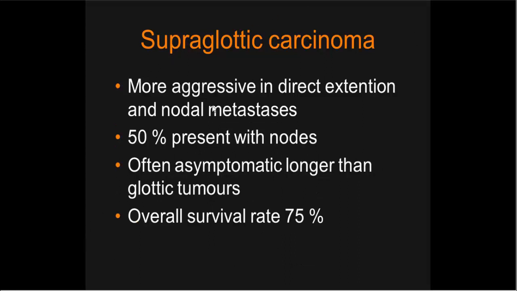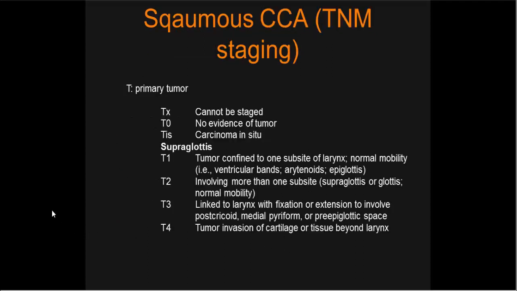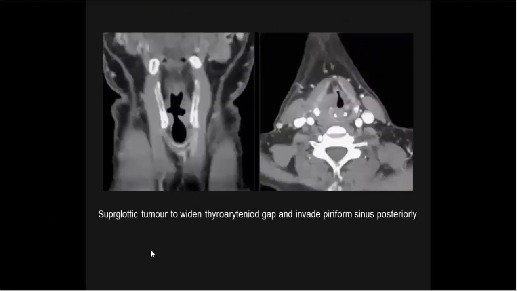Supraglottic carcinoma is more aggressive in direct extension and nodal metastasis; 50% present with nodes, and it is often asymptomatic longer than glottic tumors. Overall survival rate is 75%. This is squamous cell carcinoma, TNM staging of supraglottic carcinoma.